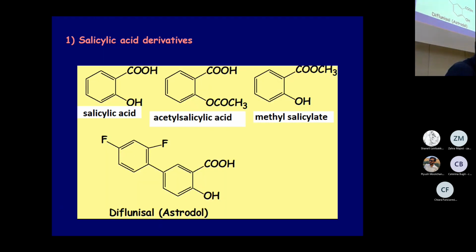First family. The prototype of the first group of this type of compounds is salicylic acid. Very simple structure: aromatic ring, acidic function, OH group in ortho position.